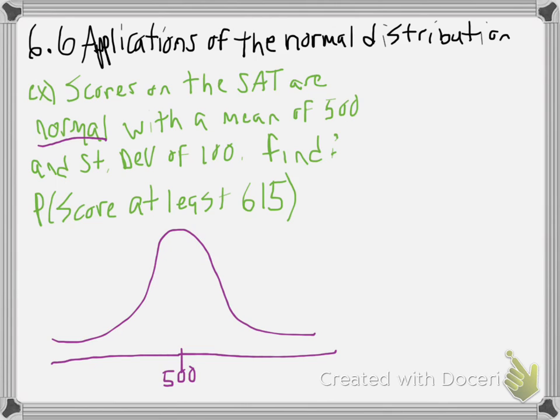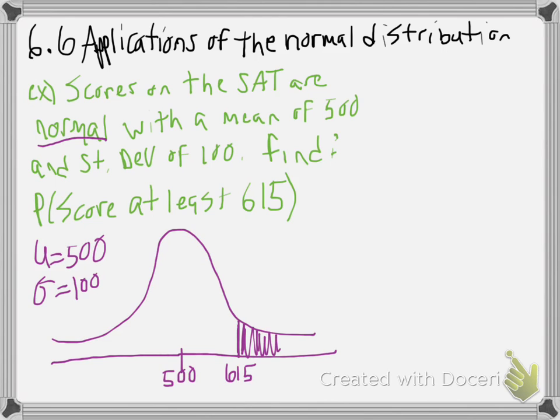Now we don't need to count that off or anything, but we should jot down that the mean is 500 and the standard deviation is 100. And it says find the probability that we score at least 615. So for some reason, for a certain college, they need you to score 615 on the math portion of the SAT. So 615 would be somewhere over here on the right. We need to find the probability that we score at least 615. At least means that or above.